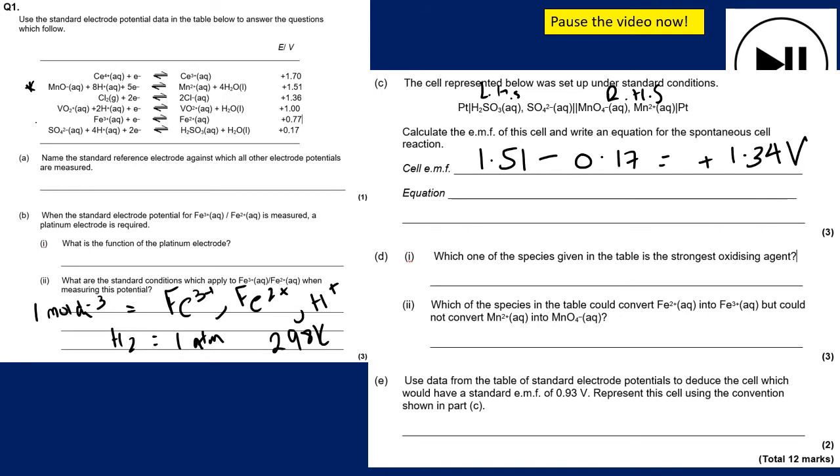Okay, now the equation is quite a complex one. So we're looking at this one and this one. So this is the negative electrode and it's oxidized. This is the positive electrode and it's reduced. But if we look at the electrons, we need to multiply the top one by 2 and the bottom one by 5, and then we can combine them.